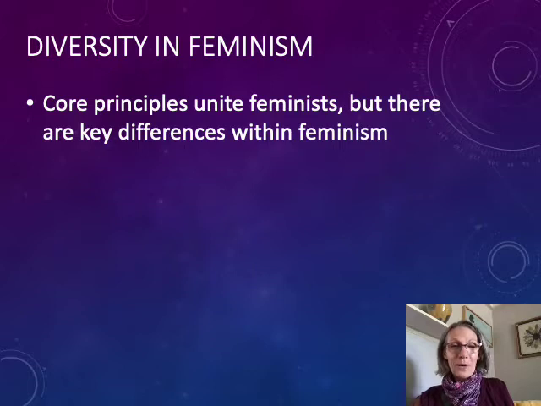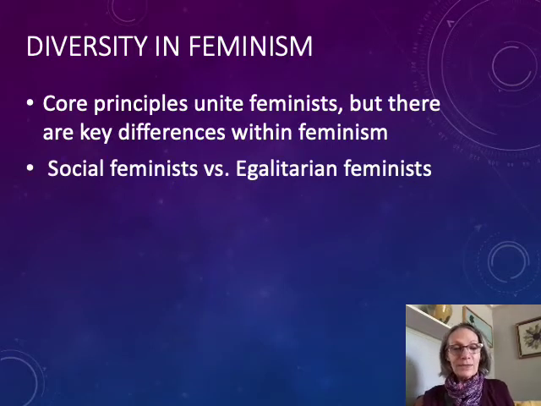So while there are core principles that unite feminists, there are a lot of key differences within feminism. There are different strands of feminism, or branches of feminism. And we'll be learning about those through the course of the semester, and we'll begin that work today. The first major branches of feminism that you're going to be learning about in the textbook, and that we're going to talk about today, are social feminists versus egalitarian feminists. These were the first feminists in the United States, at the end of the 19th century and the early 20th century.